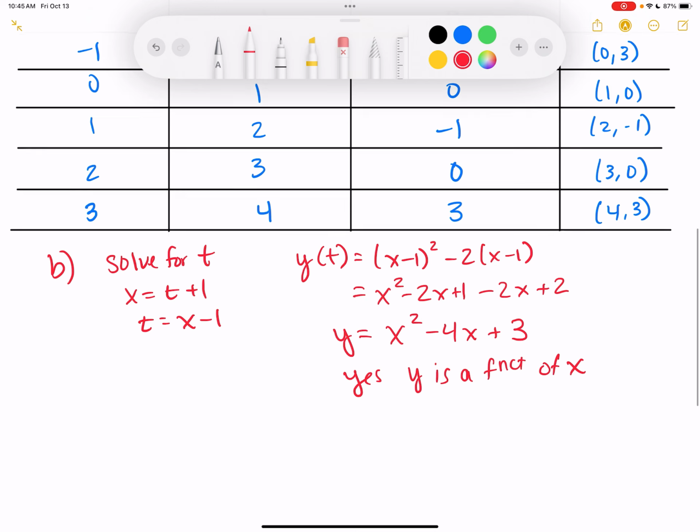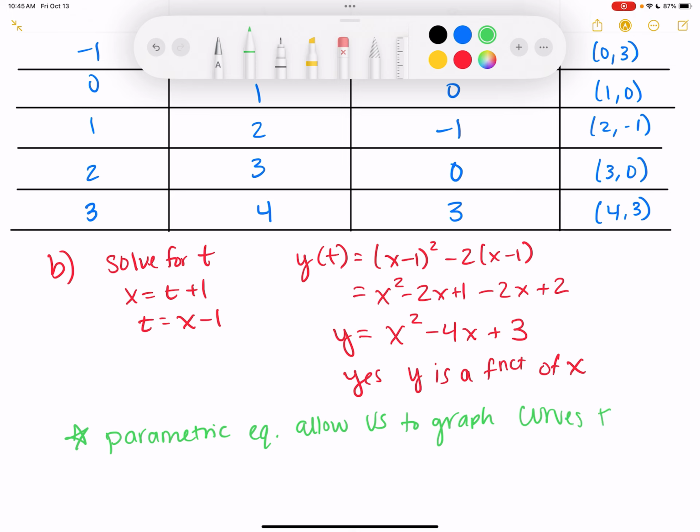And so just something to note, because it probably wasn't written in your notes, is that parametric equations allow us to graph curves that are not functions.